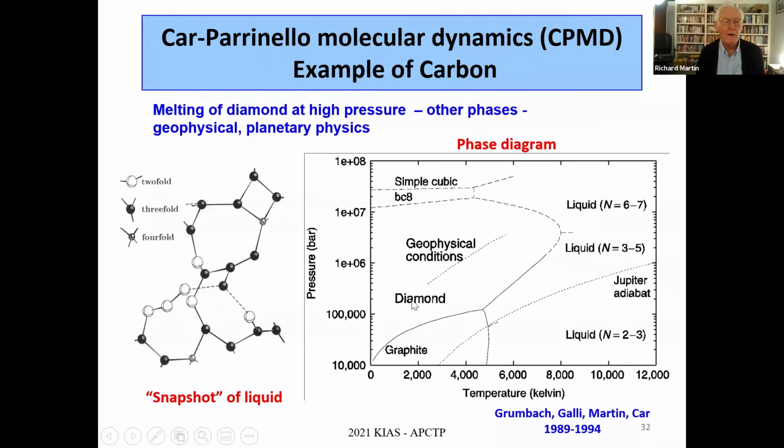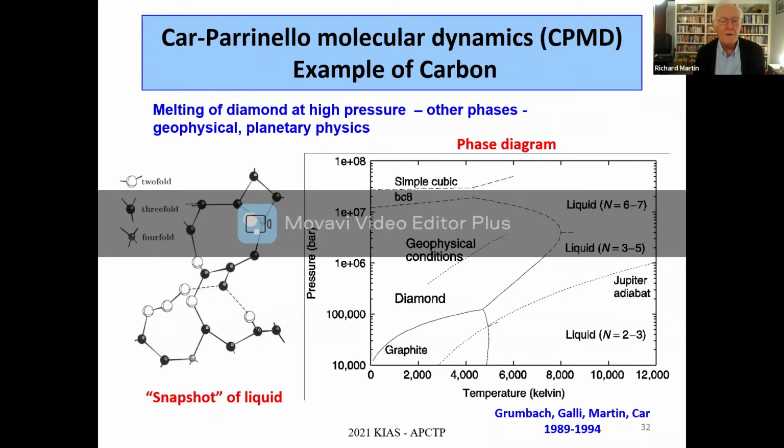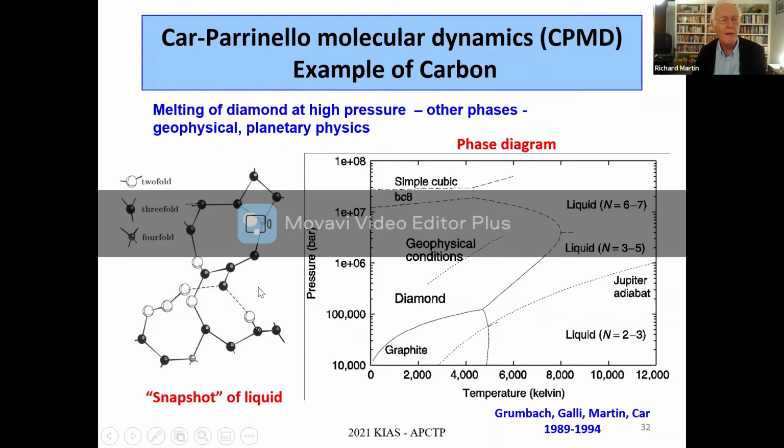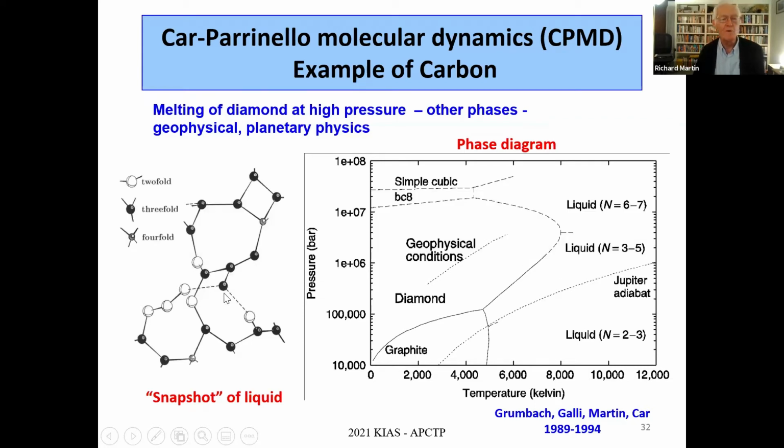Here's an example of one of the first calculations. Julia Galli was a postdoc with me at Illinois. She had previously worked with Car and Parrinello, and she came to Illinois because we had some of the biggest computers available anywhere. And we did the biggest calculations that had been done at that time. This is a snapshot of carbon atoms in molten carbon, showing how the atoms move between 2, 3, and 4-fold coordinated bonding during a simulation.